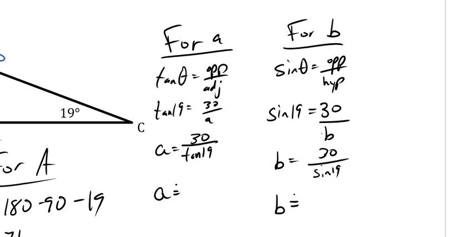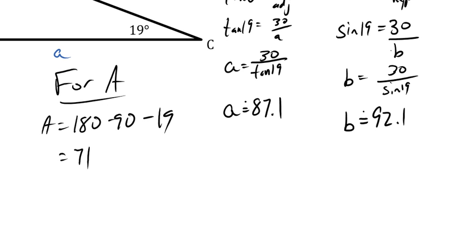Can somebody give me that? Who's got that? Jaden? You got 87.1. And B, somebody else have B? 92.1.